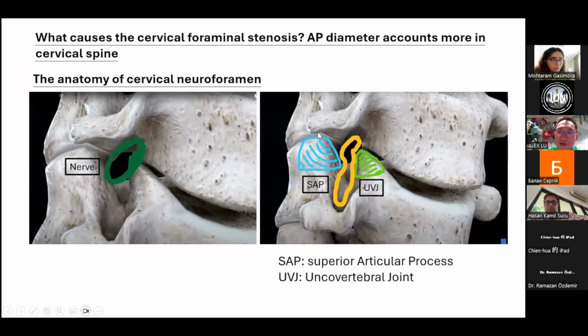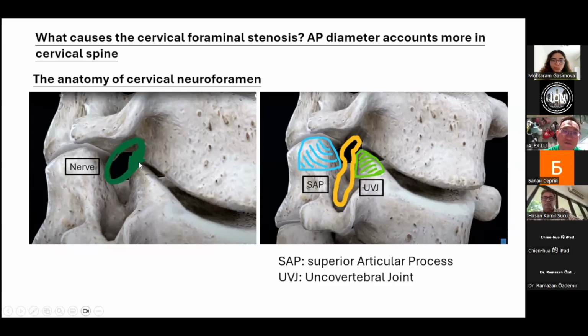And what causes cervical foraminal stenosis? Compared to the lumbar spine, I think in cervical foraminal stenosis the anterior-posterior diameter accounts more for the stenosis compared to the cranial-caudal diameter. But actually, we still need to see the anatomy of the cervical neuroforamen.